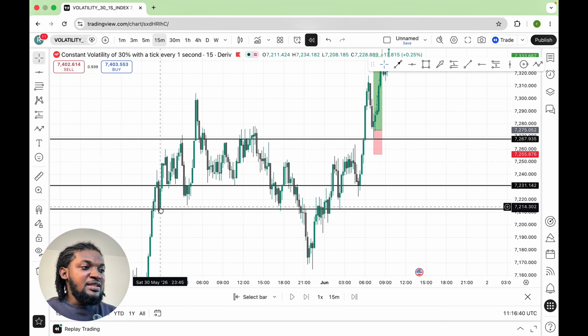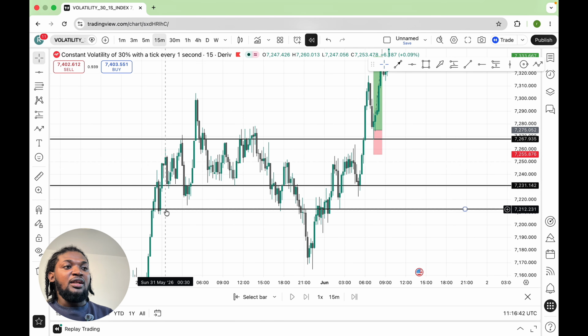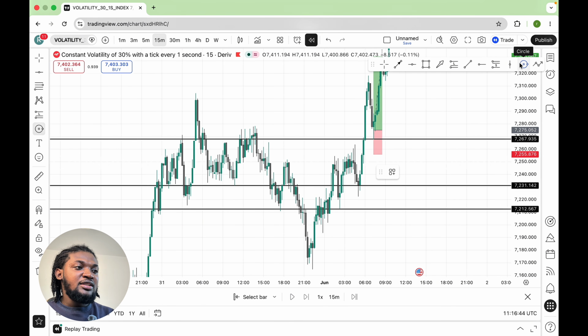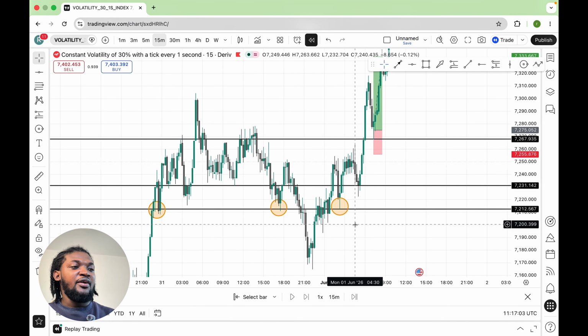So why did I pick this particular level? You can see the reaction of price at this point, at this point, and at this point. You can also see the reaction of price at this level too. You understand? So we have 3 levels, or 3 places, or 3 reactions.